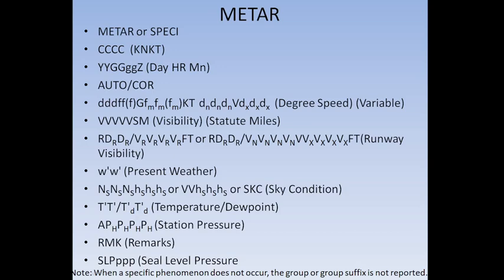It's a meteorological airdrome report, or you can run a special. A SPECI is anytime significant weather starts or stops. So rain starts or stops, snow starts or stops, visibility drops below 3 miles, ceiling drops below 3,000 feet. There's a lot of criteria to run a special. The thunderstorm begins, thunderstorm ends.